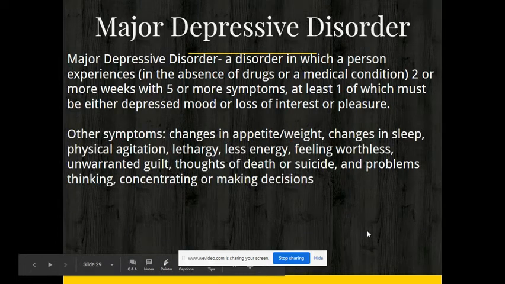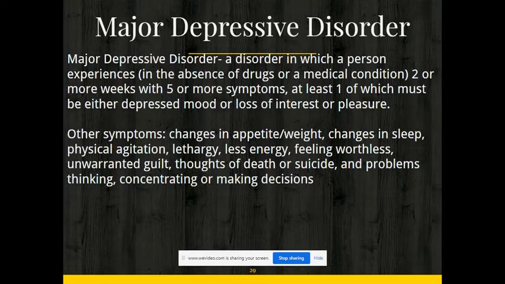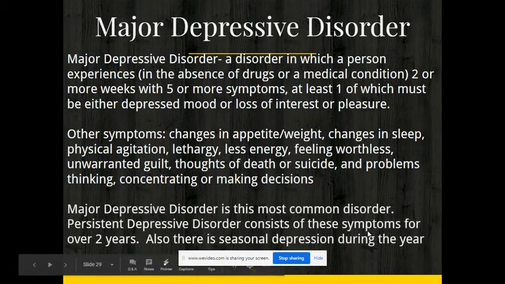Changes in appetite or weight, one way or another, up or down, changes in sleep, one way or another, less or more, physical agitation, lethargy, that's a fancy word for lazy, less energy, feeling worthless, unwarranted guilt, just like feeling so bad about things but not really having a reason, thoughts of death, suicide, probably even self-harming, problems thinking, concentrating, making decisions, like they can't even think and concentrate. And it is the most common psychological disorder.